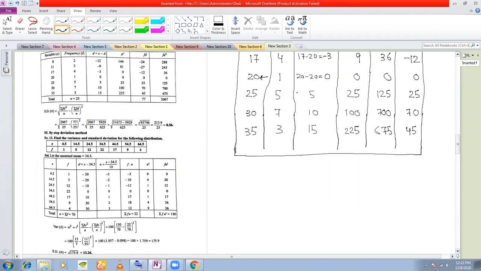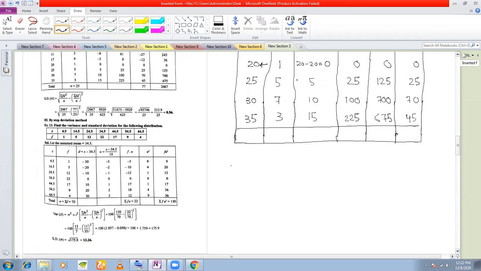What columns are we going to add up? But let me first write the formula. The formula in this case, for a simple frequency distribution where class intervals are not given, is: standard deviation sigma is the square root of summation FD square by summation F minus summation FD by summation F, whole square. This is the formula for standard deviation in case of this kind of a distribution.